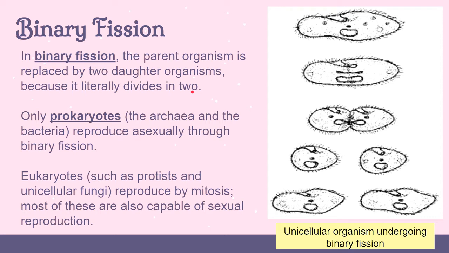Only prokaryotes, such as archaea and bacteria, reproduce asexually through binary fission. So do not forget, only prokaryotes, those organisms that do not possess a true nucleus, are capable of binary fission. Eukaryotes, such as protists and some unicellular fungi, reproduce by mitosis. Okay, and this will be the topic for the second quarter. And most of these organisms are also capable of sexual reproduction.